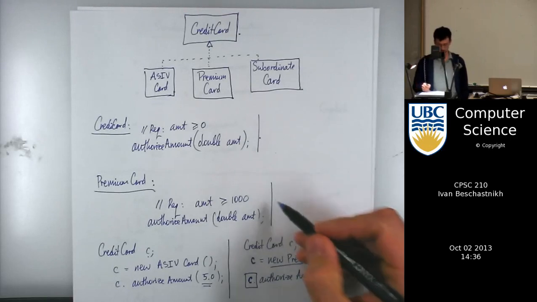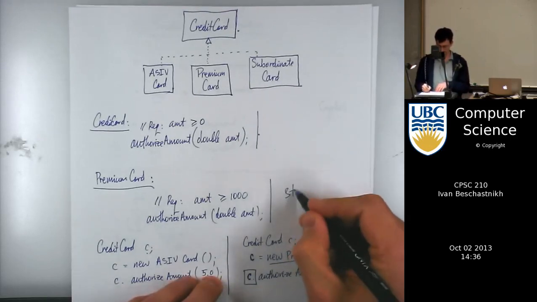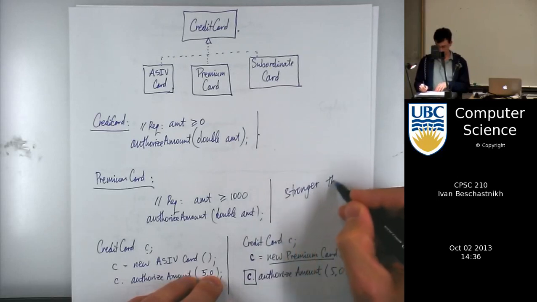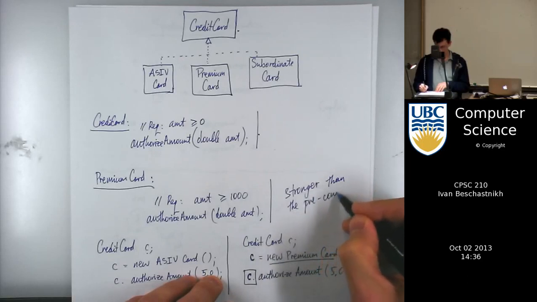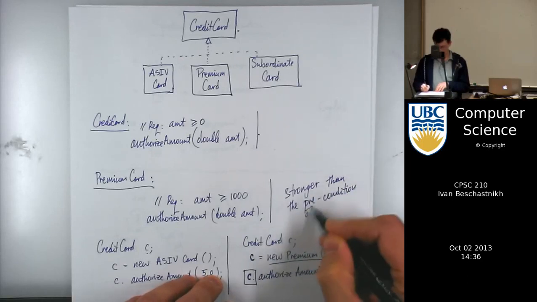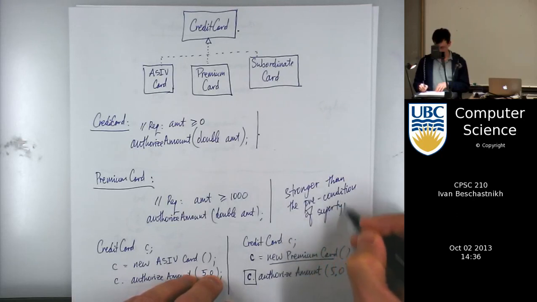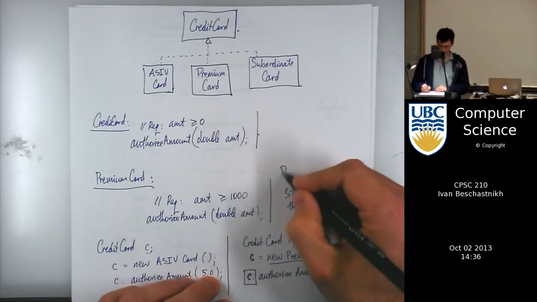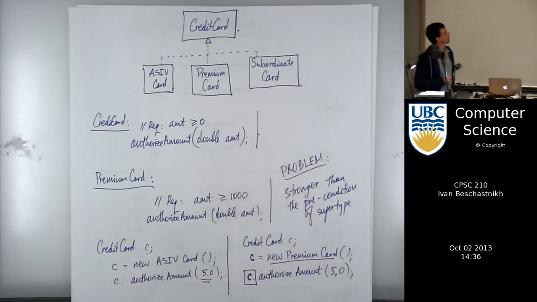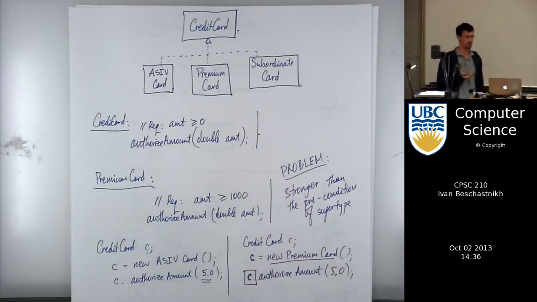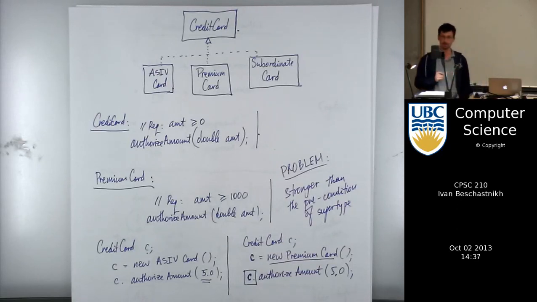Because this precondition is stronger than the precondition of the supertype. So this is a huge problem. You're not allowed to define a precondition that's going to strengthen the precondition of a supertype. Okay? And that's half of the LSD principle.